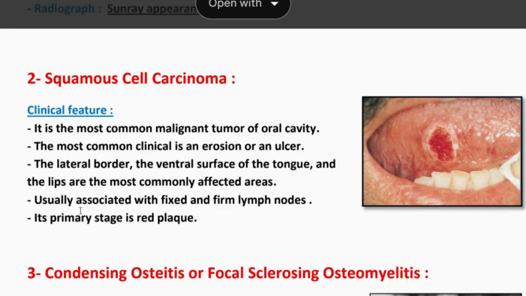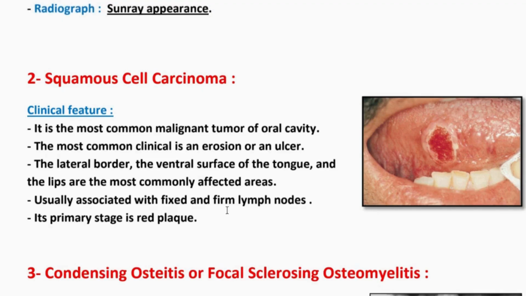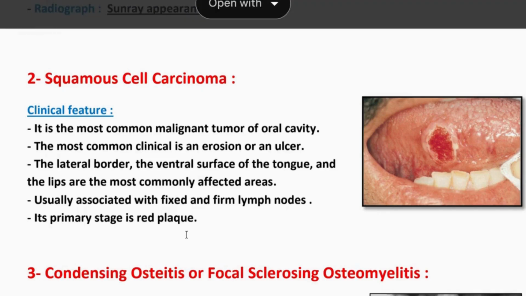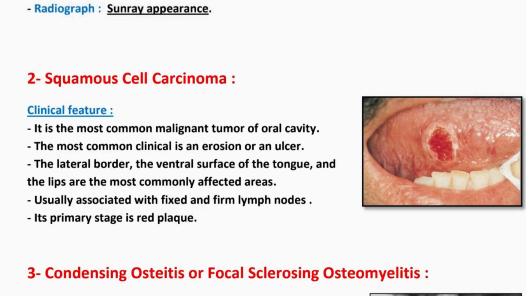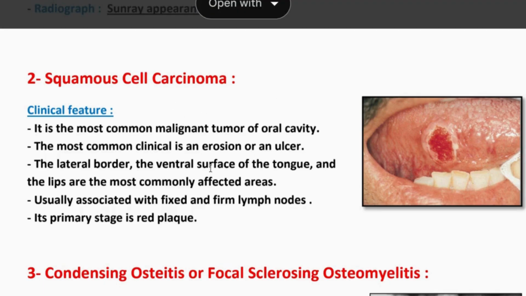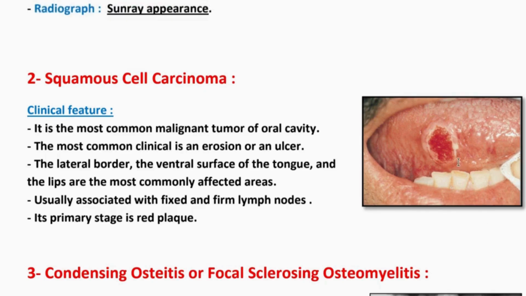Okay, if you look at the picture, look at the borders of the ulcer. Ulcers are a different topic, I can make a whole video on ulcers. If you want me to make one, just leave a comment in the comment box, I'll make one. But if we talk about squamous cell carcinoma, it presents as an ulcer.